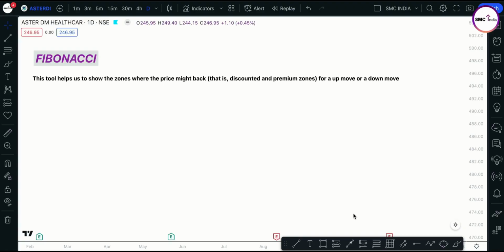In this video, I'm going to discuss Fibonacci. Fibonacci is a tool which helps us to show the zones where the price might come back or retrace back. That is to the discounted or premium zones for an up move or a down move.